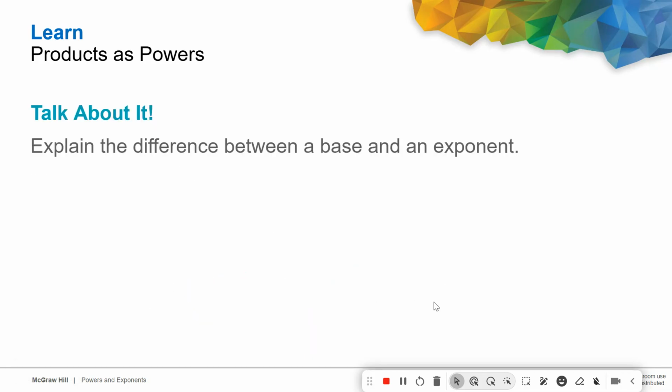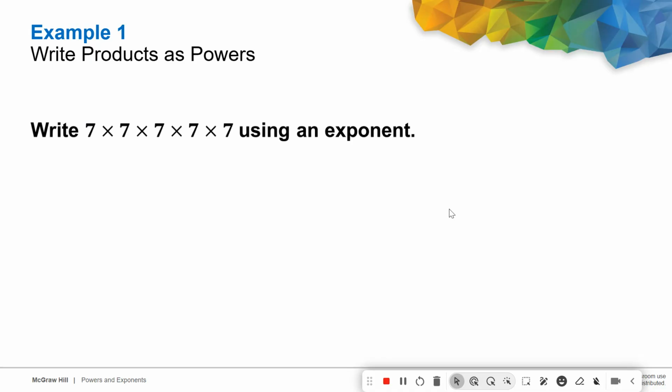Okay, so you don't have to write this, but I just want to talk about this. Explain the difference between a base and an exponent. The difference is the base is the factor, it's the big number, and the exponent is the little number that is talking about how many times we are counting or multiplying the factors. Okay, so base, big number, that's how I remember it. B for base, B for big. You also can think of exponent for like extra. Some people do that.